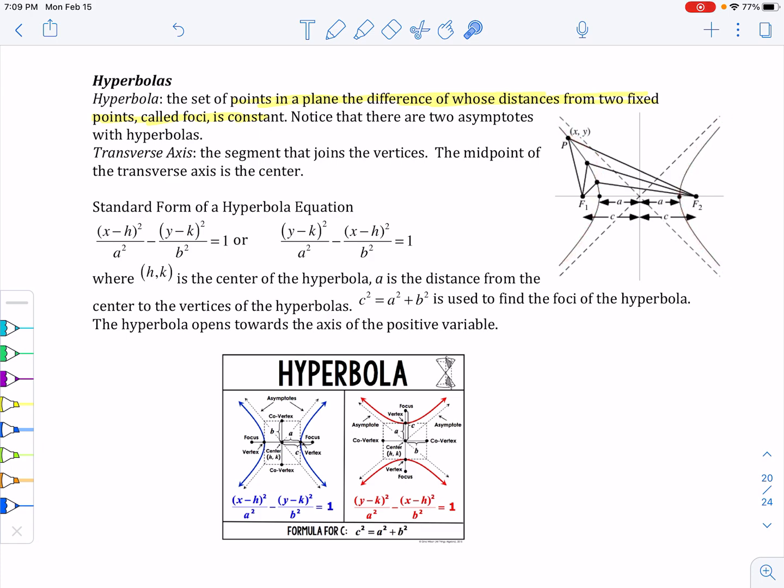Okay. So here's a focus and here's a focus. So it's kind of like two parabolas. Okay. So if you take the difference of these two, from the point on the hyperbola to the different foci, that difference is the same. So we create this very similar to how we do our ellipses.